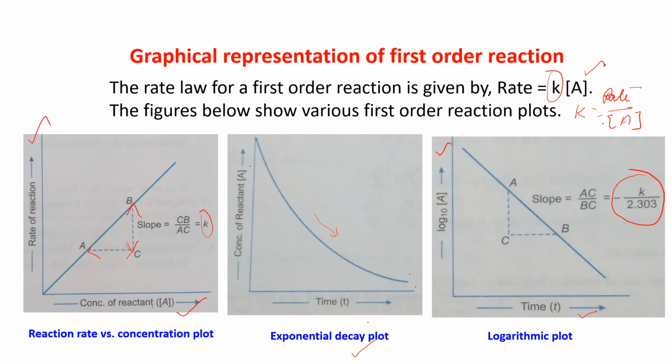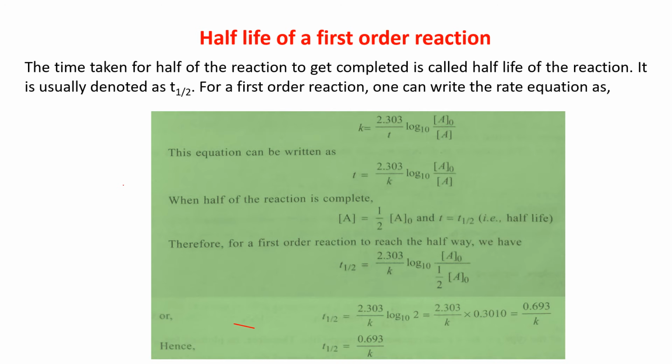Okay, now with this, the first order reaction is, I cannot say complete here because after that half-life is there. So this is the concept of first order reaction. Half-life of a first order reaction. What is a half-life? Half-life means to complete half of a reaction. Time taken to complete half of the reaction is known as the half-life of a reaction. It is usually denoted by T half.